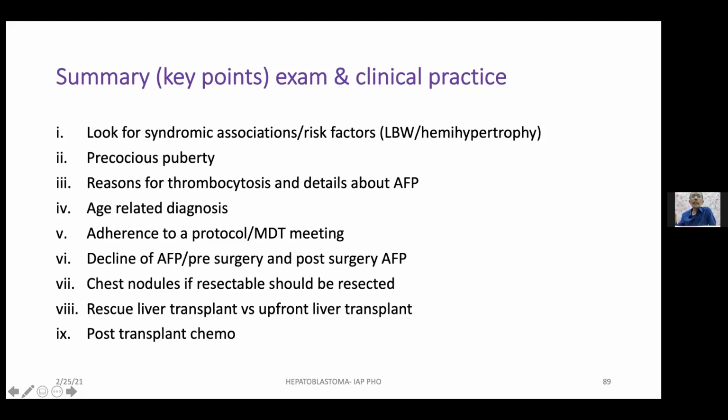Some important practical points are decline of AFP, pre-surgical AFP, post-surgical AFP are very important. And chest nodules should be resected, as they will not usually respond to chemotherapy. Rescue liver transplant versus upfront liver transplant is extremely different. Don't try too many things and then refer to a liver transplant team. Remember, in this era, liver transplantation is available in many places. In Tamil Nadu, it is supported by government. So liver transplant is not something which cannot be explored, and post-transplant chemotherapy is needed. Next slide.